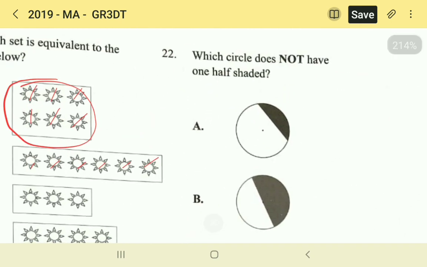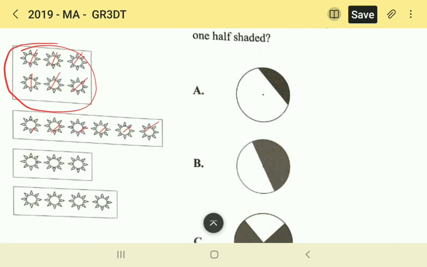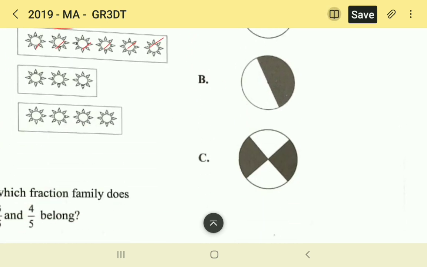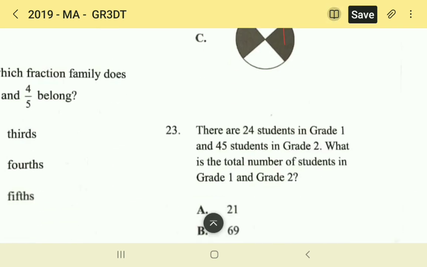Moving on to number, this is a repeat item. Which circle does not have 1/2 shaded, which is not a half, and it's at A, because B shows a half, C also shows a half, which is 2 out of 4. Alright, guys, a lot of repeat items here.